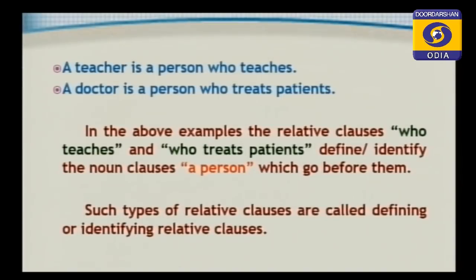So, on the screen, who teaches defines a person. In the second sentence, who treats patients also defines a person. A doctor is a person. So, these two relative clauses are called defining or identifying relative clauses because they define or identify the antecedent noun phrase after which they are used.